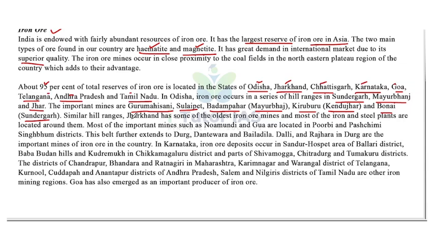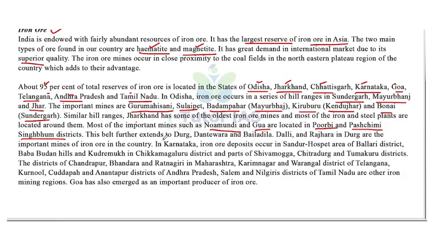Now, similar hill ranges, Jharkhand has some of the oldest iron ore mines, and most of the iron and steel plants are located around them. Most of the important mines such as Naumundi and Gua are located in Purbi and Paschimi Singhbhum districts.